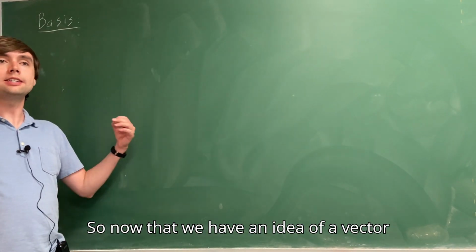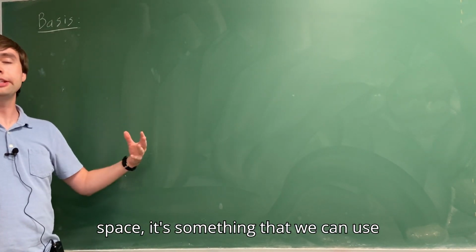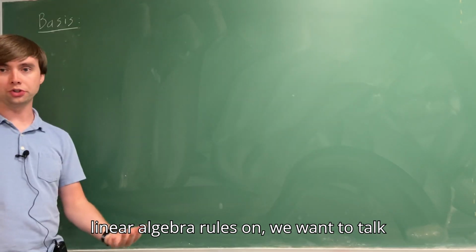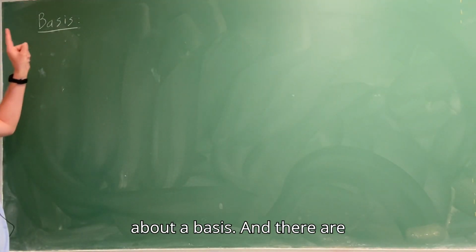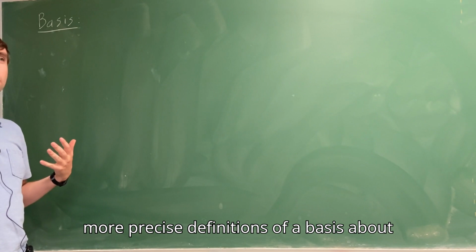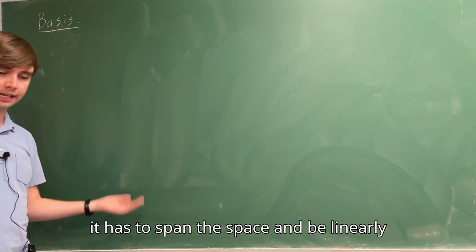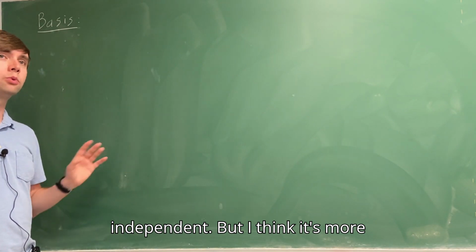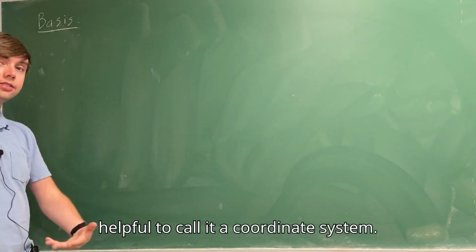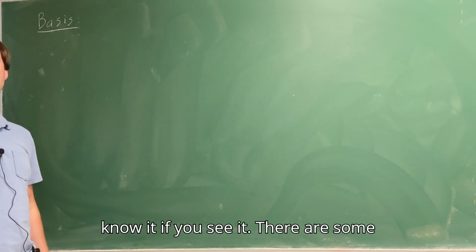So now that we have an idea of a vector space, something that we can use linear algebra rules on, we want to talk about a basis. And there are more precise definitions of a basis about it has to span the space and be linearly independent, but I think it's more helpful to call it a coordinate system, and it's one of those things where you know it if you see it.